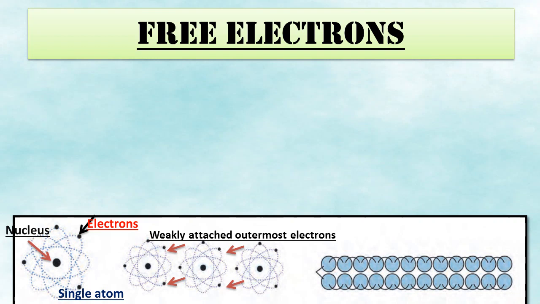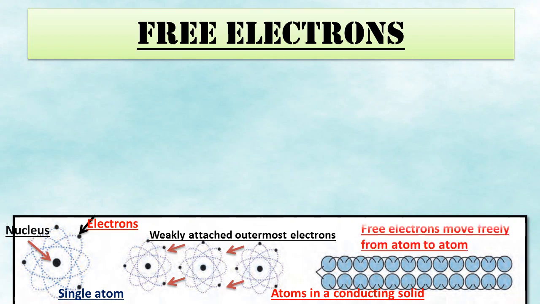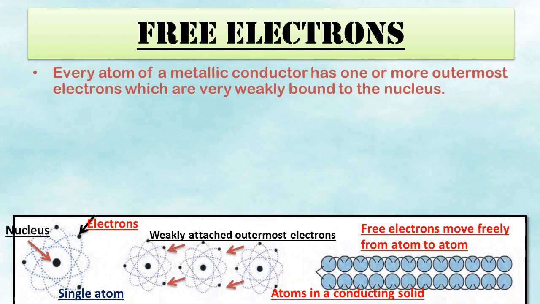The attraction between the nucleus and the electrons which are present in the last or outermost orbit is less, a weak attraction. And in the atoms of a conducting solid, free electrons move freely from atom to atom. Free electrons means electrons present in the last shell, loosely held by the nucleus, or weakly held by the nucleus.